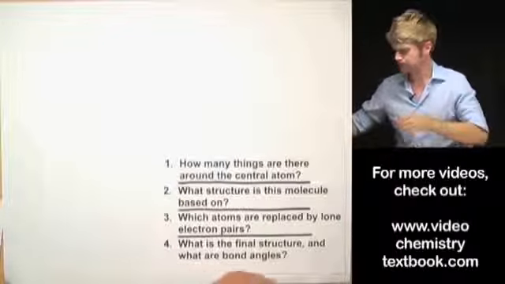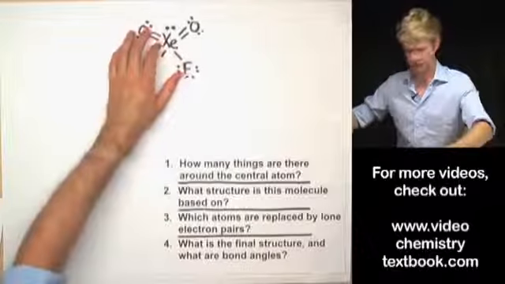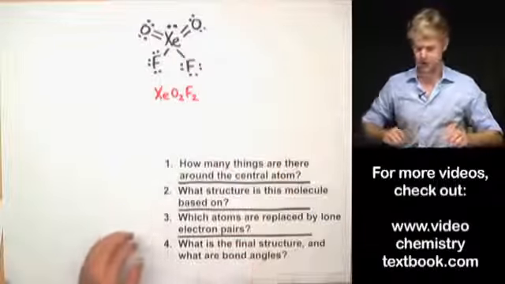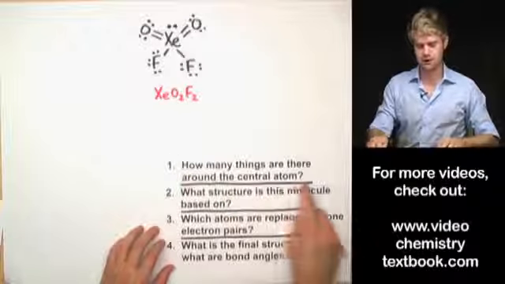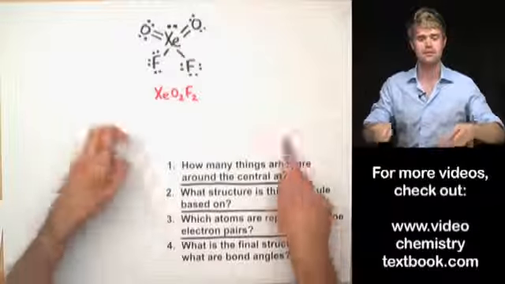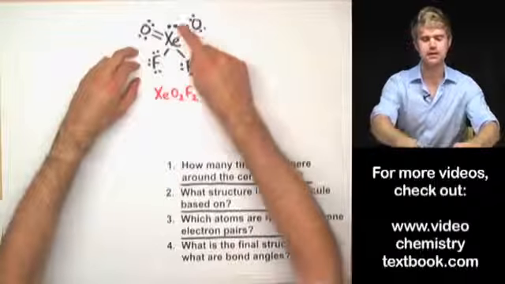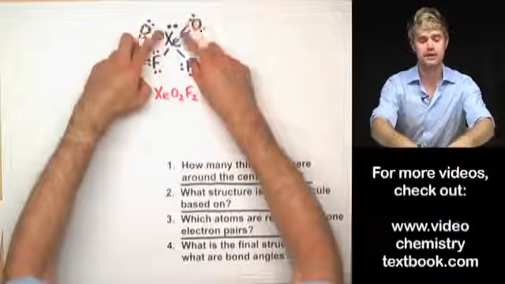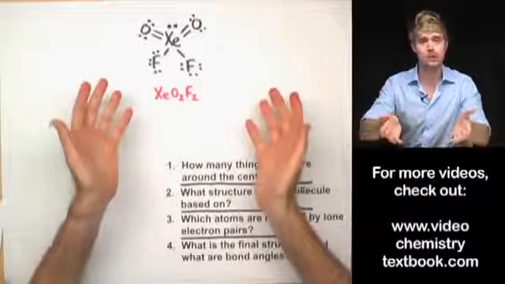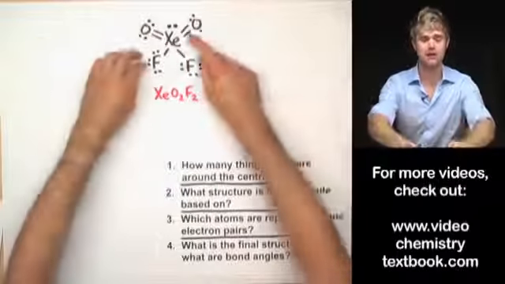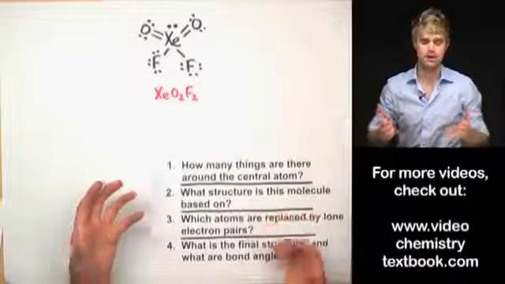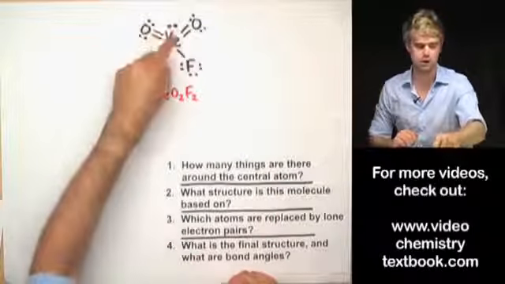Okay, so here's our first Lewis structure, and this is for XeO2F2. The first thing that we want to ask ourselves when we're figuring out the VSEPR structure is how many things are there around the central atom? So xenon here is the central atom. There are these 2 double bonds to oxygen. Remember, in VSEPR, double bonds count for the same as single bonds. It's just a bond to an atom, okay? So 1, 2, 3, 4 bonds, and then a lone electron pair. So there are going to be 5 total things around this atom.